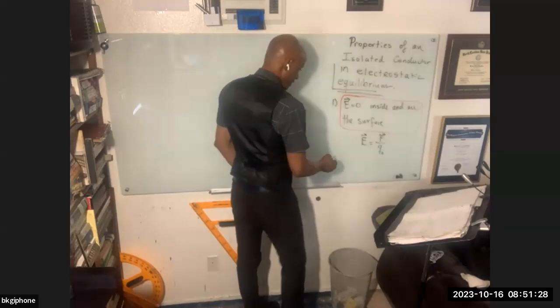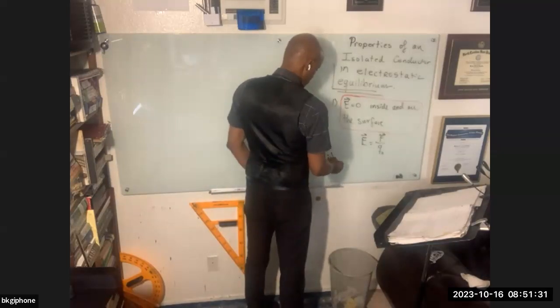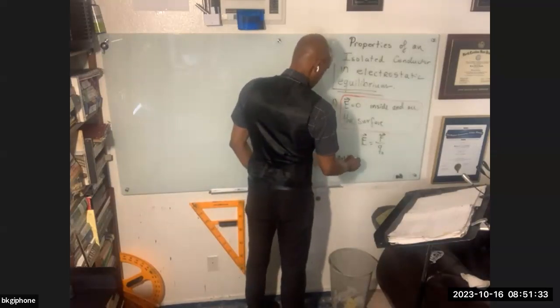So we say that excess charge resides on the surface of a conductor. All excess charge.